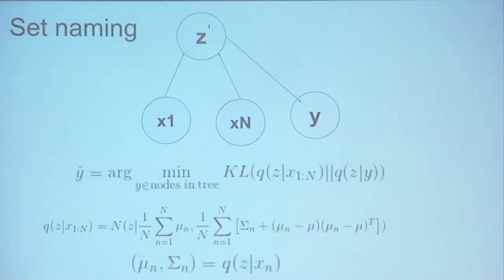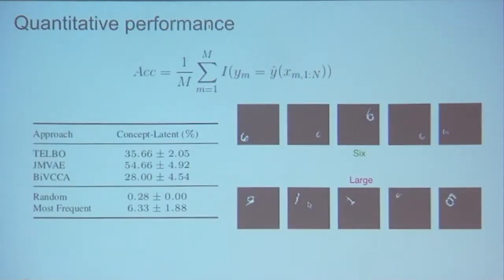And we have a heuristic way of doing that that leverages our inference networks that I'll skip. But we can compare that to some other ways of fitting these joint VAEs. So ours is the triple elbow. There's the joint multimodal variational autoencoder, JMVAE, and bi-VCCA. And we're much better than bi-VCCA and slightly better than JMVAE. So that's from image to text, or attributes, I should say.